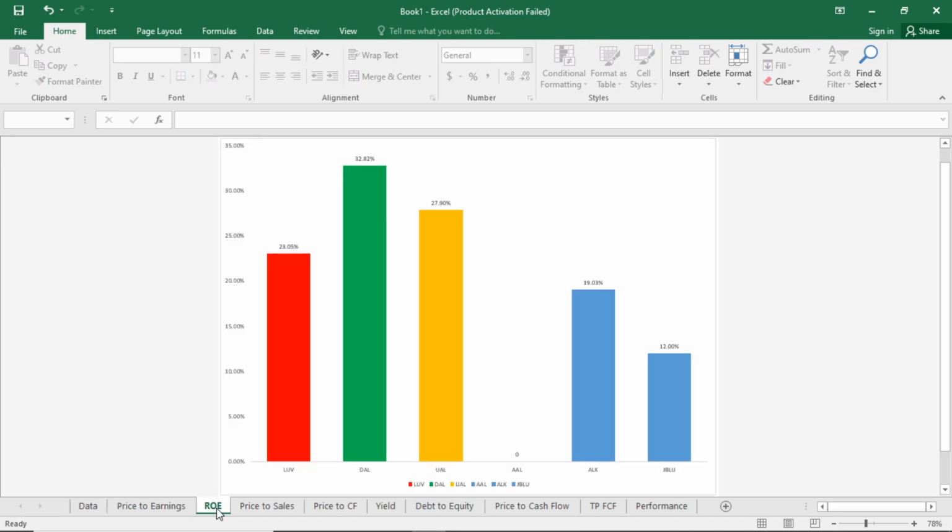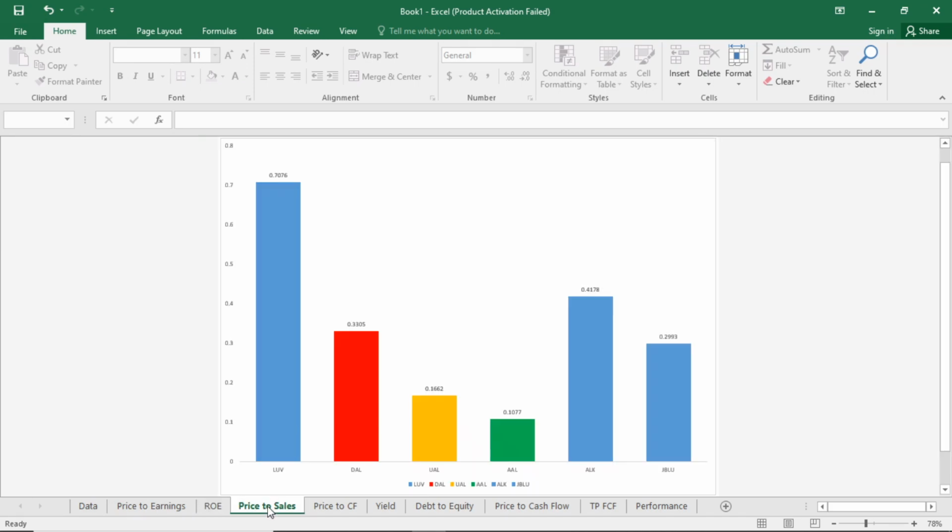Then the next one is return on equity. So for the money that I'm putting into any stock, what is the return that I'm going to get on my equity? The best return I would get is from Delta, then United, and then Southwest Airlines.